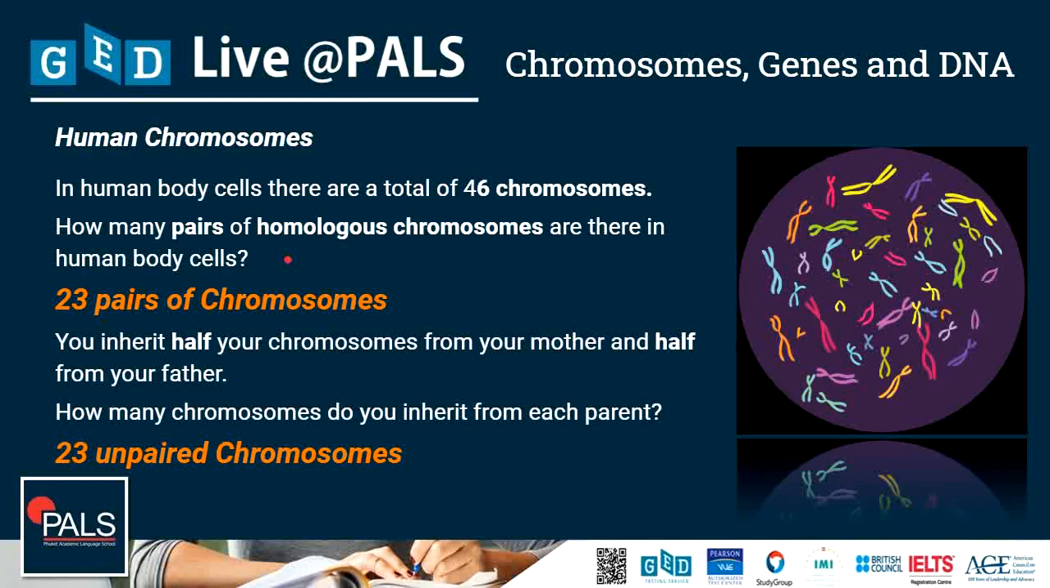As we said earlier, human chromosomes. In the human body cells, there are a total of 46 chromosomes in each cell. How many pairs of homologous chromosomes are there in a human body cell? 23 pairs. You inherit half of your chromosomes from your mother and the other half from your father, so 23 of each parent. How many chromosomes do you inherit from each parent? 23 unpaired chromosomes. They come together and we have 23 pairs.